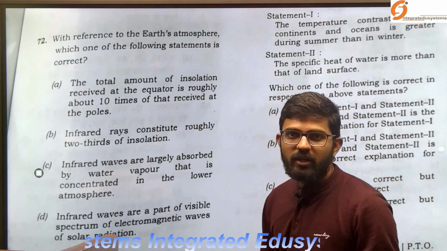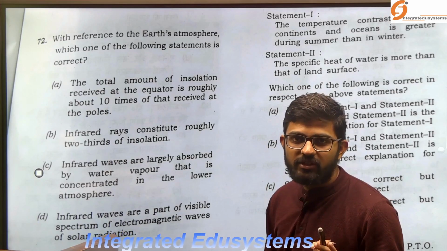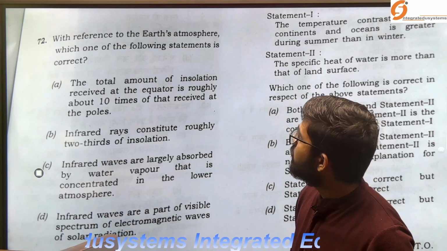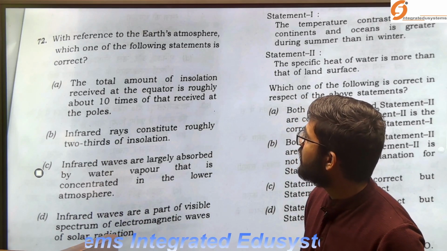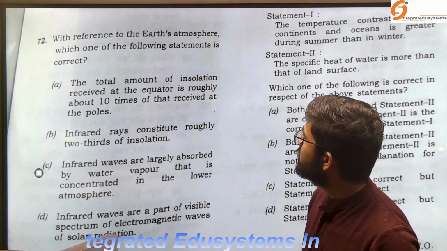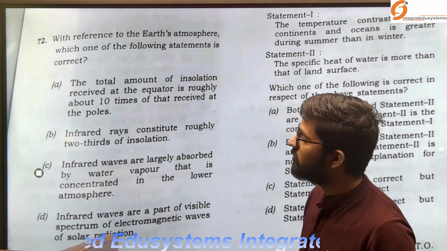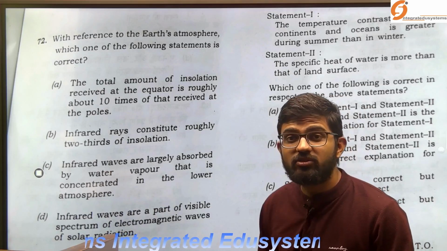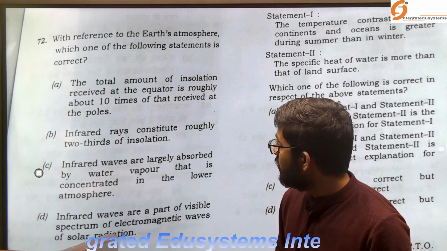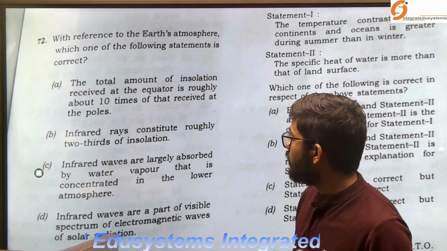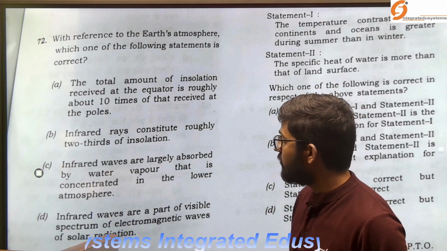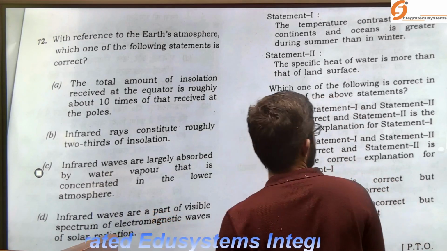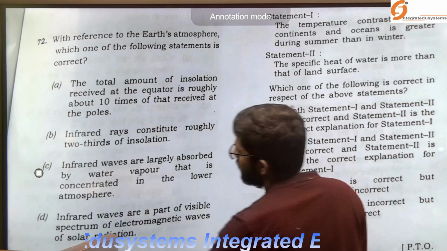Geography technical question directly from the NCERT. You have to be well versed with respect to NCERT. With reference to Earth's atmosphere, which of the following statements is correct? The total amount of insolation received at the equator is roughly about 10 times that received at the pole. No. Infrared constitutes roughly 2/3 of the insolation. No. Third, infrared is largely absorbed by water vapor that is concentrated in the lower atmosphere. Right. Fourth, infrared is part of visible. No. So here only and only right is option C.